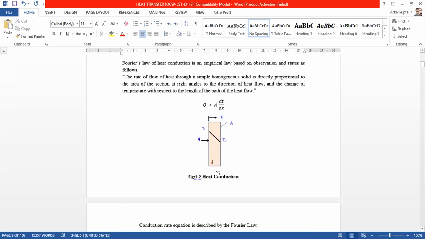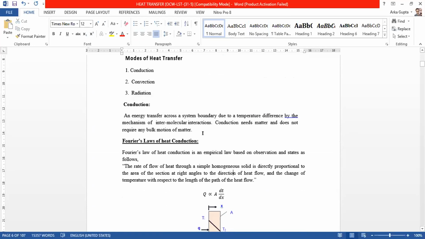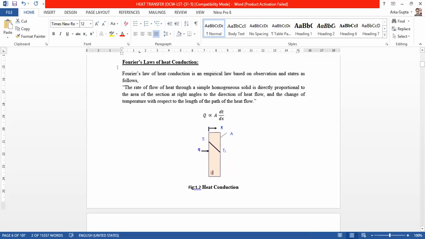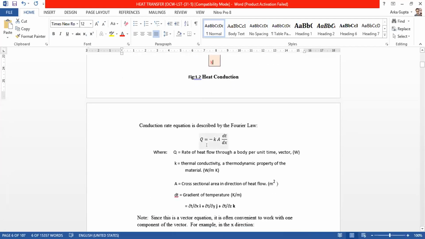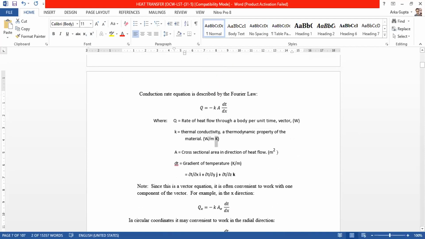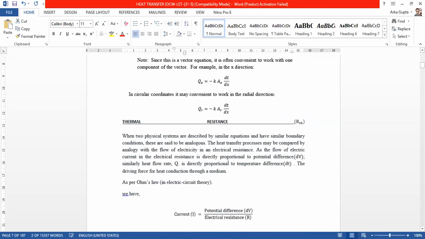So what have we learned? We have learned that there are three modes of heat transfer: conduction, convection, and radiation. Conduction is governed by intermolecular interactions, and the law which governs it is Fourier's law of heat conduction. The rate of heat flow through a slab is directly proportional to the area of the section at right angles to the direction of heat flow, and to the change of temperature with respect to the length. So Q varies as A dT/dx, with the constant of proportionality minus k. k is the thermal conductivity, with unit watt per meter Kelvin. Now for thermal resistance, from Ohm's law, current is equal to potential over electrical resistance. If we apply the same concept to conduction, Q varies as dT/dx by k.